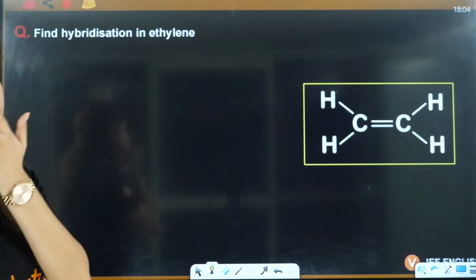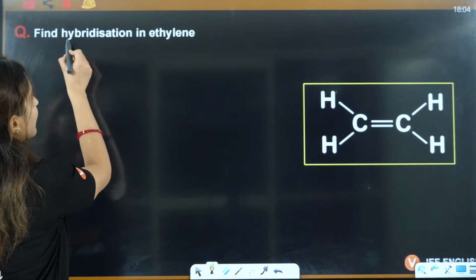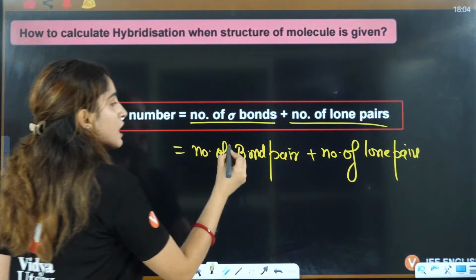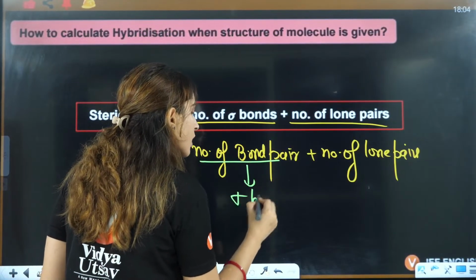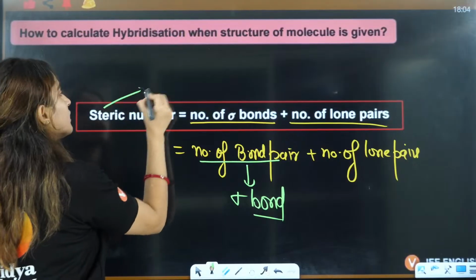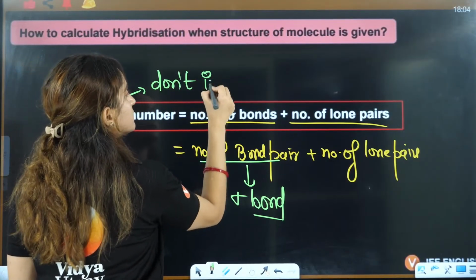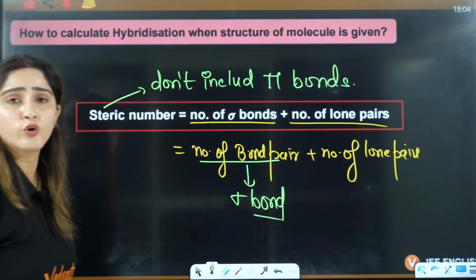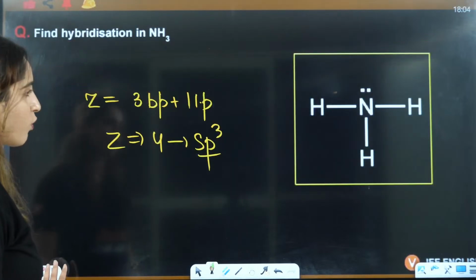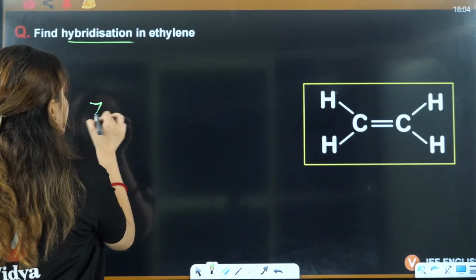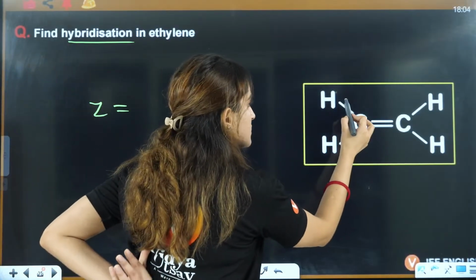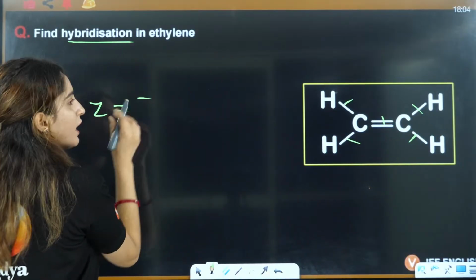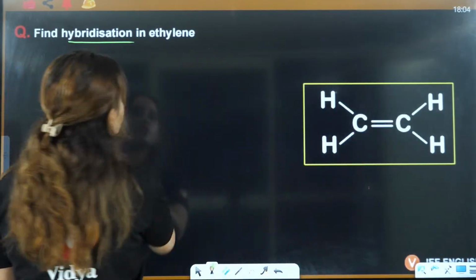Now if in this structure they ask you what the hybridization is, understand one thing: when you are calculating this, these bond pairs are always sigma bonds. In steric numbers, don't include pi bonds. Don't include pi bonds here, right? You will not include pi bonds here. So if you see this here, the steric number is going to be, this is 1, 2, 3, 4, 5.